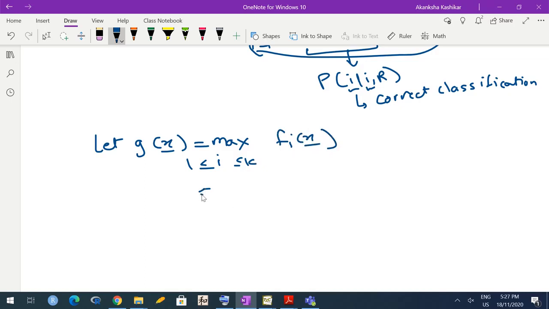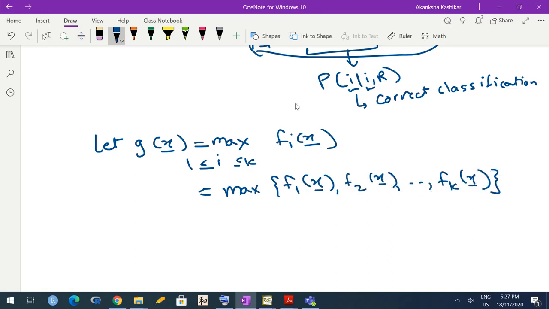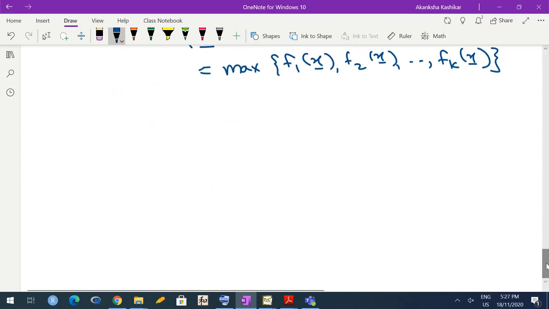Okay, so what do I mean by this? It means g(x) is the maximum over f1(x), f2(x), up to fk(x). So you compute the PDF using all the k populations at that point and see which is maximum.